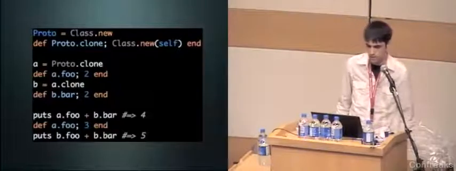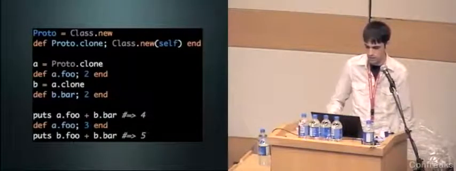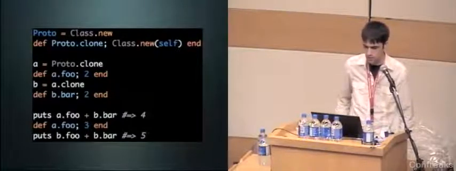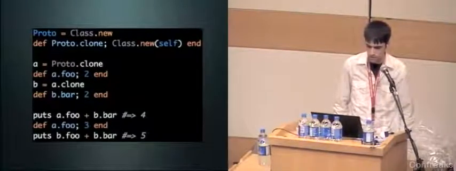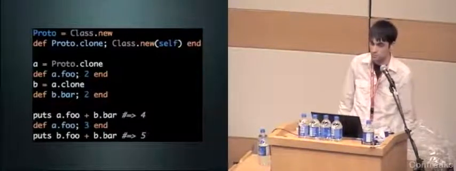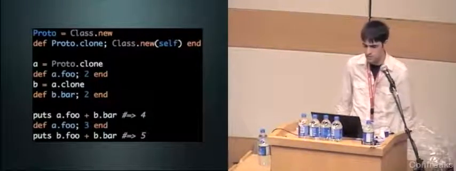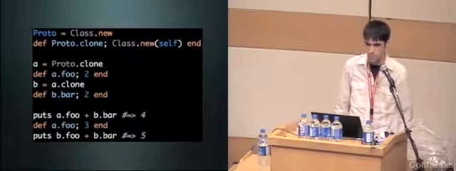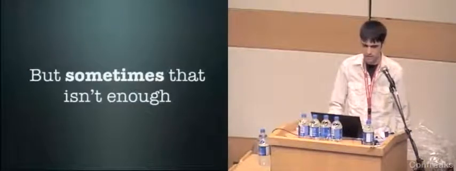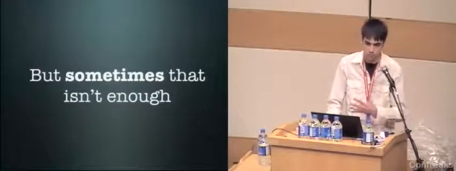I'm defining clone on the class Proto, and you can see how I can basically create some sort of a prototype-like object system right in Ruby. The problem is that you still can't have multiple parent prototypes. You can't change them on the fly and other things like that. So sometimes that isn't enough with what Ruby gives.